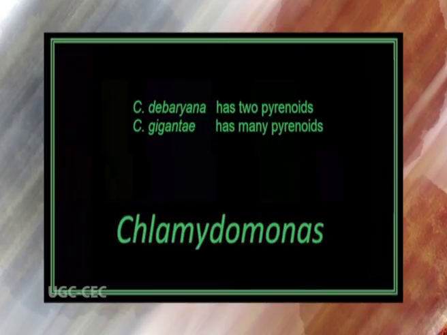The pyrenoids are two in Chlamydomonas deberniana and many in Chlamydomonas gigante. They play a role in polymerization of glucose produced through photosynthesis. In chloroplast, there are 2 to 6 thylakoids which join to form a granum.